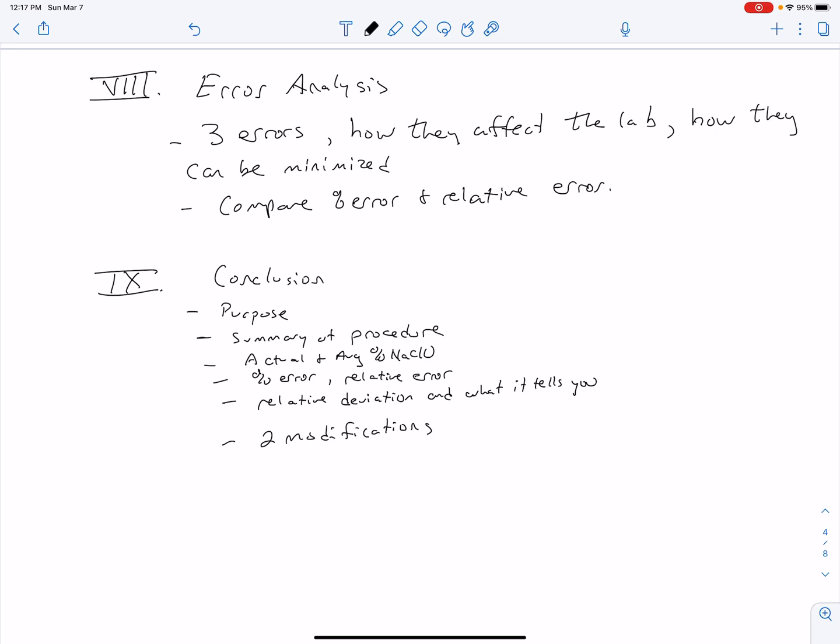Make sure to mention this was Clorox bleach, so we're mentioning the brand itself. Also, tell me what your percent error was and what your relative error was. Also, don't forget we had to compare that percent error to relative error.